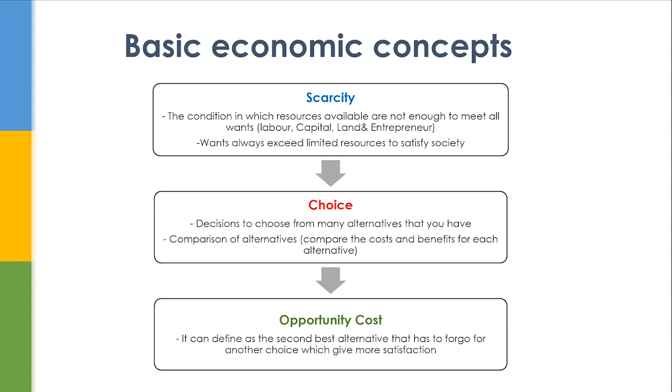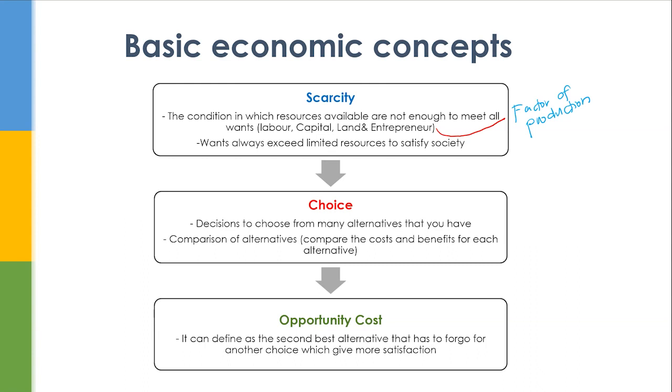For example, what resources are we talking about here? So this is, if you see labor, capital, land and entrepreneur, in economics we call them factors of production. Okay, so this is factors of production. Why is it called factors of production? To produce something, you need all of this. You need labor, you need capital, you need land, you need entrepreneur. These factors of production are scarce.